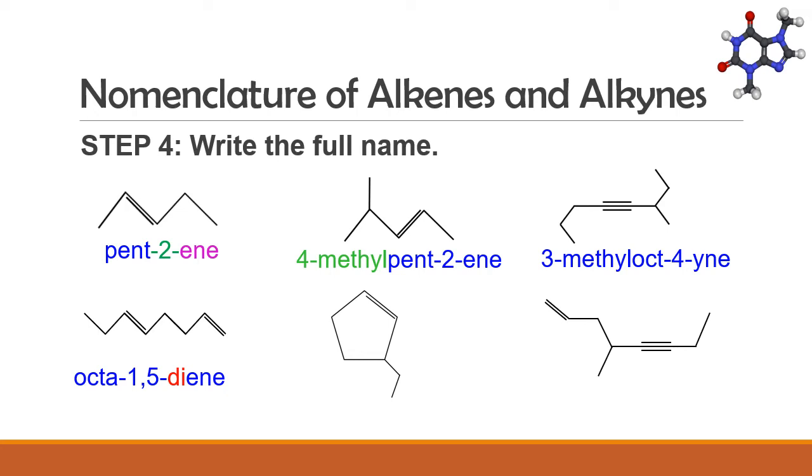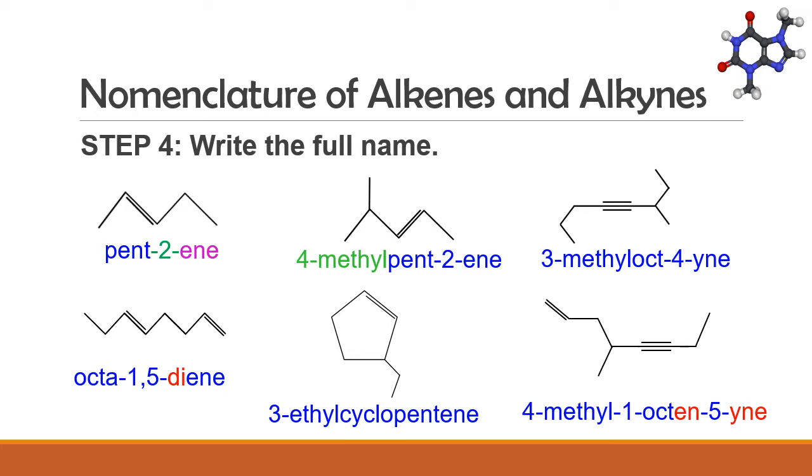octa-1,5-diene. Because there are two double bonds, we use the prefix di. Next is 3-ethyl-cyclopentene, then 4-methyl-oct-1-en-5-yne. Note that when there is both a double and triple bond, the compound is called an enyne. The alkene suffix "-en" is written before the "-yne".